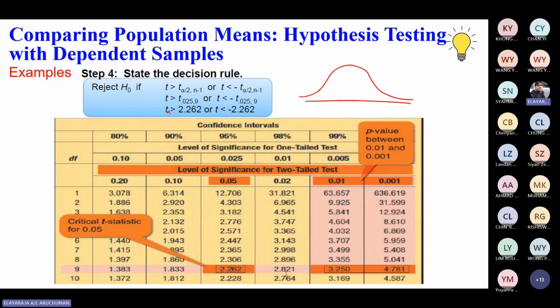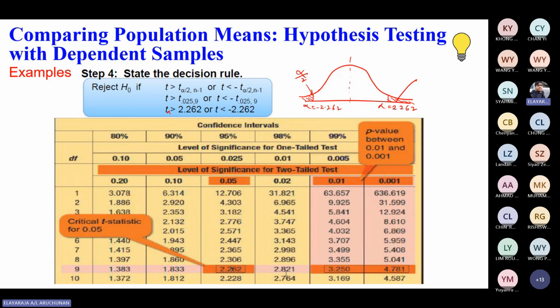Okay, so this is in the curve. This is 10% divided by 2, so here, the alpha value is minus 2.262. And then this side as well, alpha is the mean value, it's 2.262.